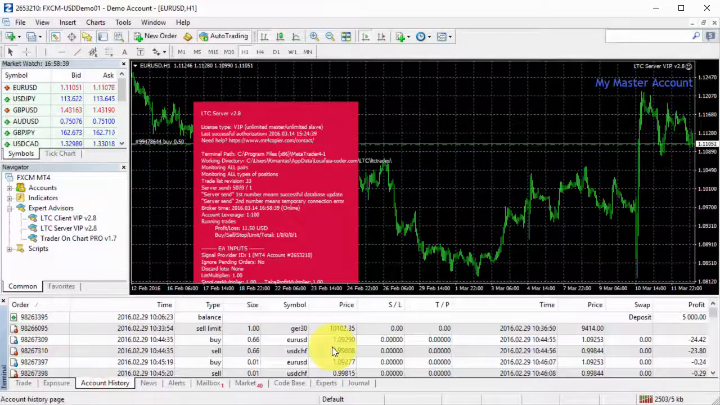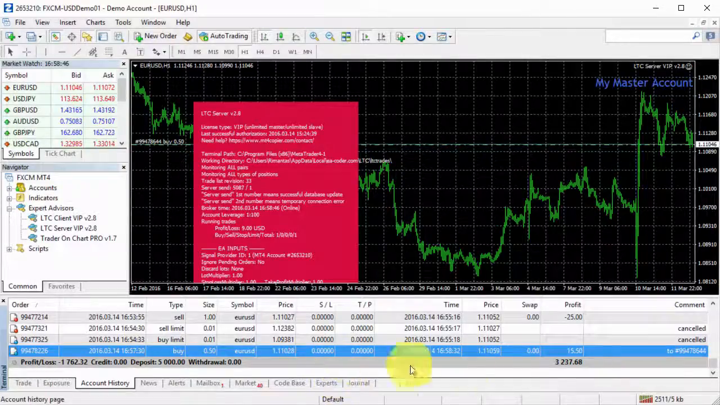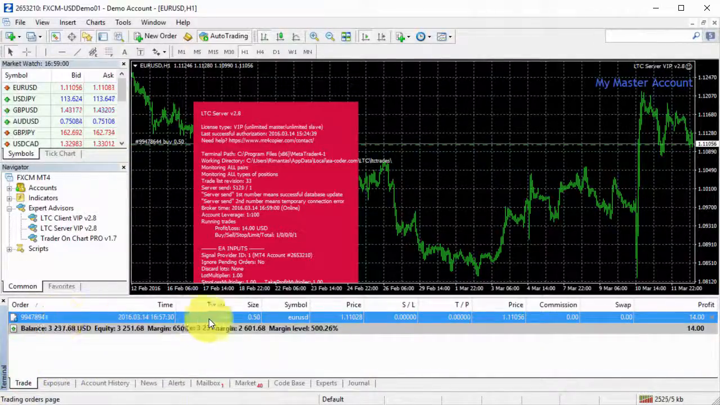So we can look at the account history and we see, let me enable comments. Here we go. So we can see that 0.5 of euro dollar was closed to this particular trade. So this is the remainder. Another half of the position was left running. If you don't know much about partial close, you can find more information on my blog.